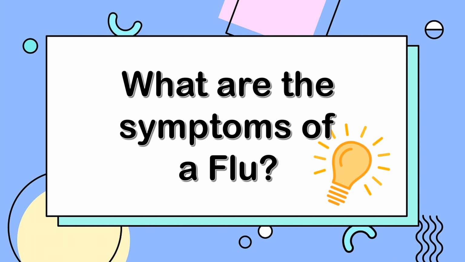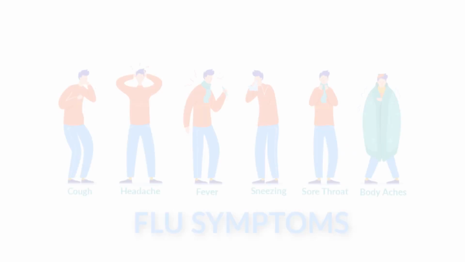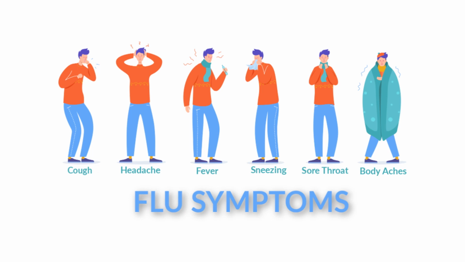And what are the symptoms of a flu? Flu can cause mild to severe illness and at times can lead to death. Here are the symptoms of a flu. It includes cough, headache, fever, sneezing, sore throat, and body aches. Some people may have vomiting and diarrhea, though this is more common in children than adults. So what to do when you have a flu? You need to eat healthy foods, take medicine, drink more water, and especially you need to take a rest.